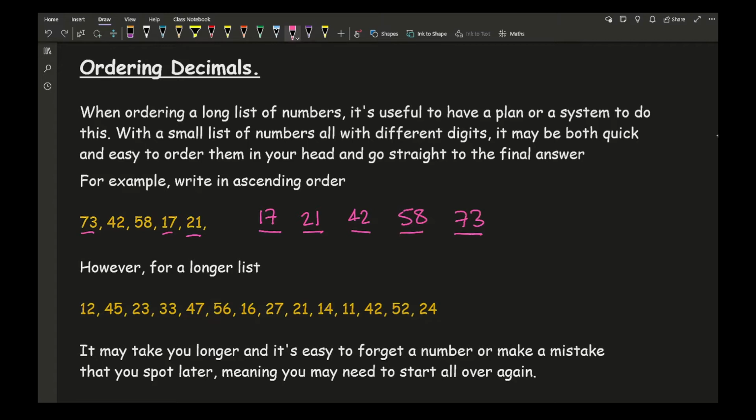So it may take longer, and it's easy for you to forget a number or make a mistake that you spot later, meaning that you might have to start again, you might have to squeeze numbers in. So for example, you might have to write, let's say 19 there, and it kind of messes up the order and it doesn't look very neat, particularly if you're going to use this as part of a future question.